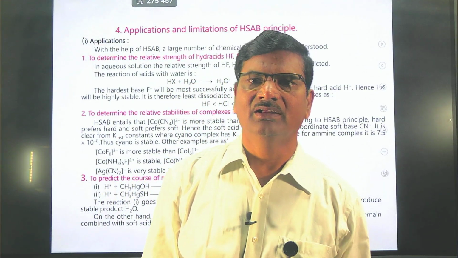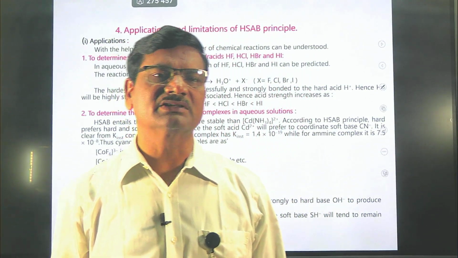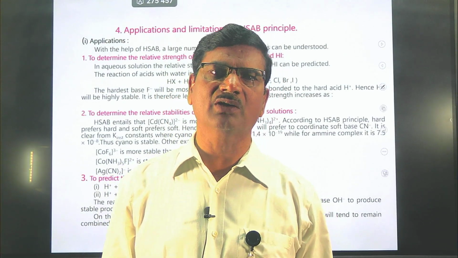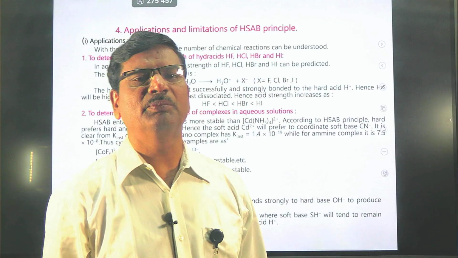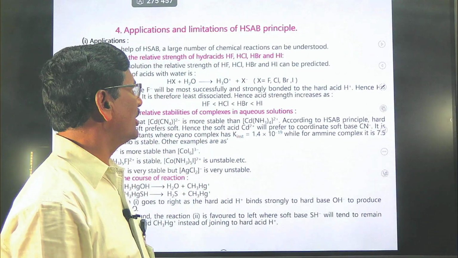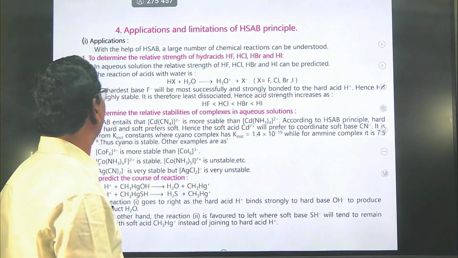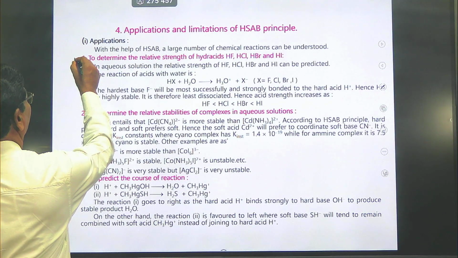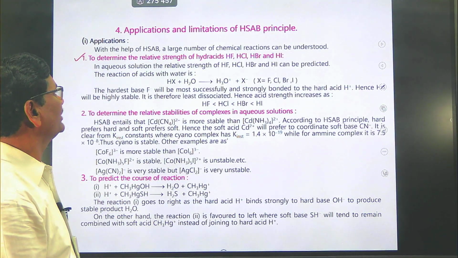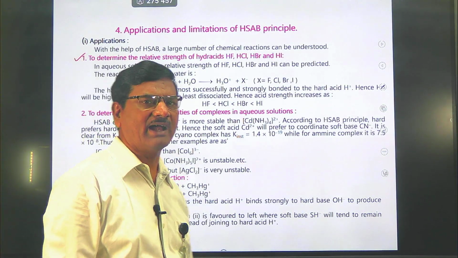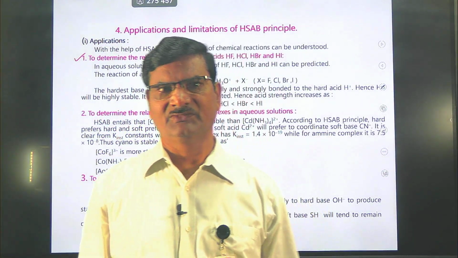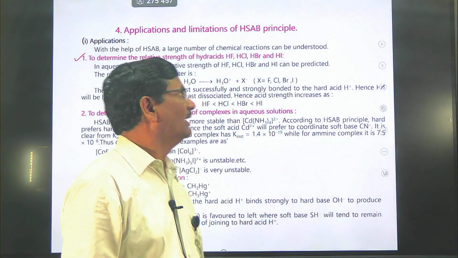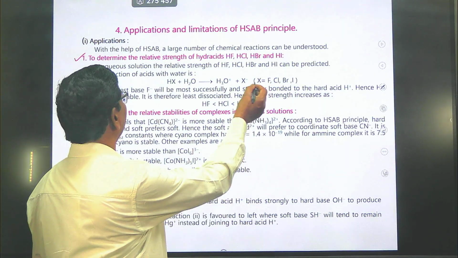On the basis of the difference between hard and soft acids and bases, we are going to explain some applications implemented in the hard and soft acids and bases chapter. First application is to determine the relative strength of hydra acids. Hydra acids are nothing but acids which contain hydrogen, for example HF, HCl, HBr, and HI.